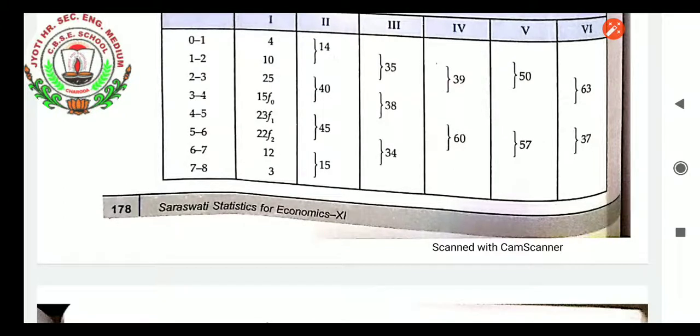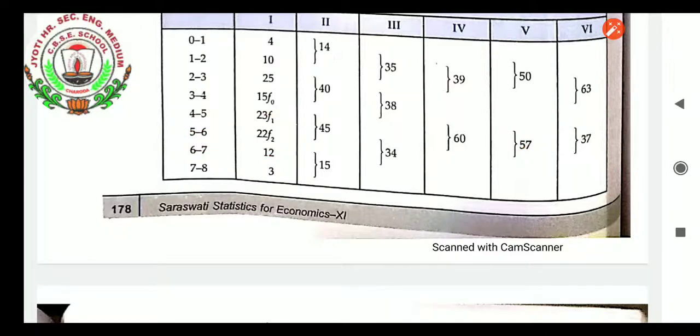Fifth column, what is the frequency? That is 57. How did we get the frequency? Leaving the first 4, add up the next 3. 10, 25 and 15 we got 50. 23, 22 and 12, so it will be 57. So let us see 57. What I am saying is this 57 was made by adding up these 3 frequencies. So we will tick in the columns 4 to 5, 5 to 6 and 6 to 7.